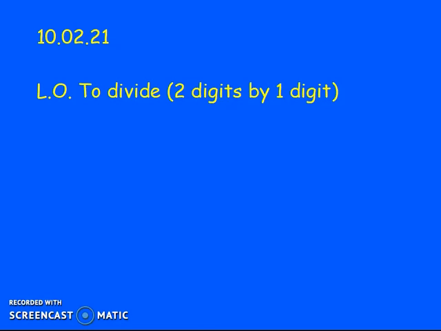Year 3, good morning and welcome to Wednesday's maths lesson on the 10th of February. Please pause the video and give yourself time to write today's short date and the learning objective in your maths book. When you're ready, click play and then we will continue with our learning.